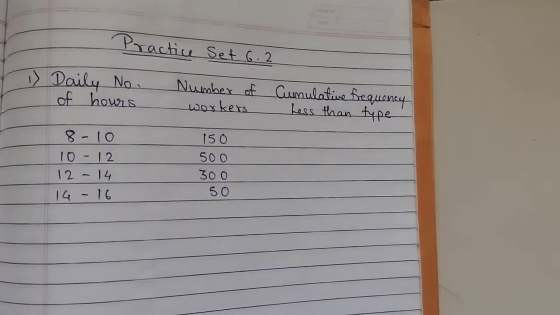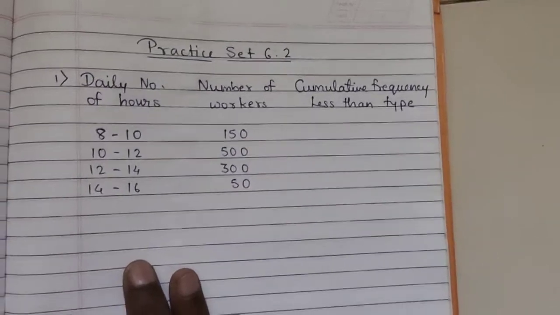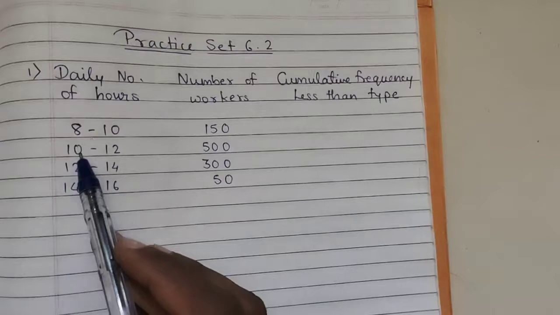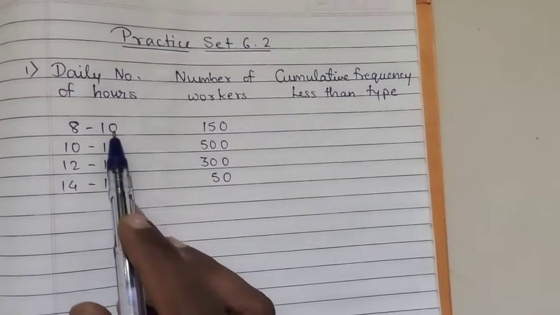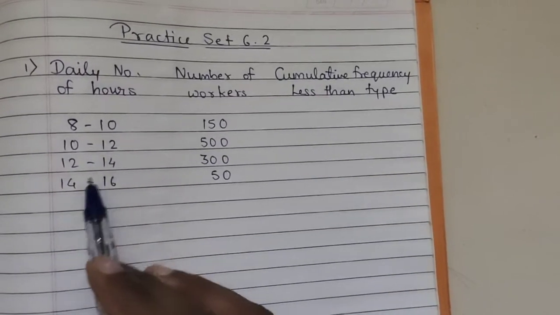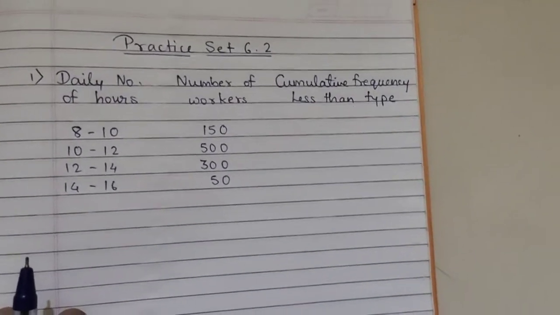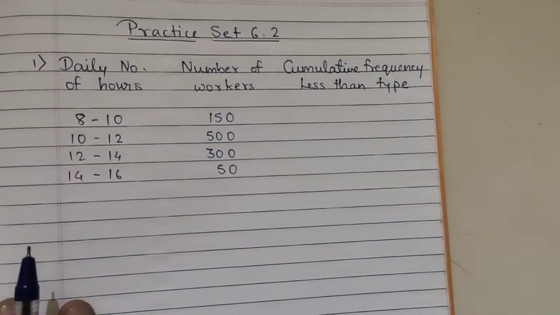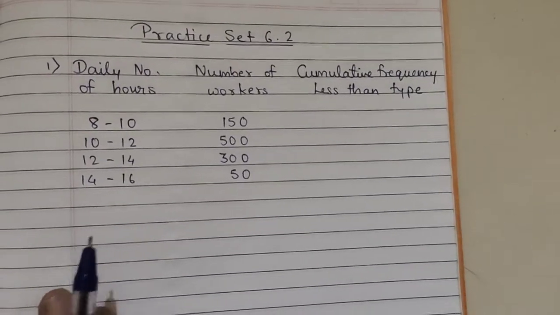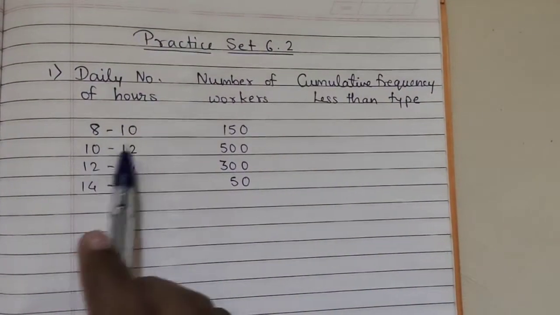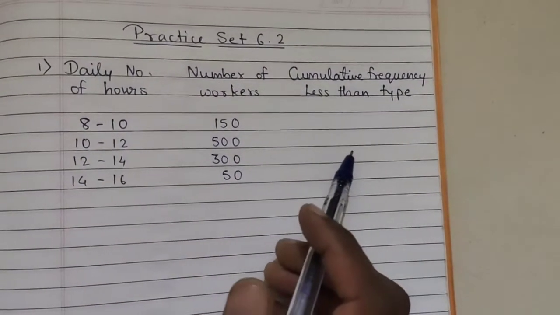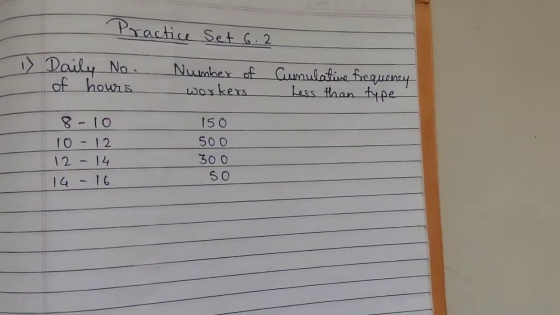Whenever you are finding the median or mode, the first thing is that your classes should be continuous like this. You can see here 8 to 10, and 10 continues here. Similarly 12 continues here, 14 continues here. So the first important condition is that your class should be continuous. In this case we already have continuous classes, so no need to bother. You only have to make one additional column, the cumulative frequency.